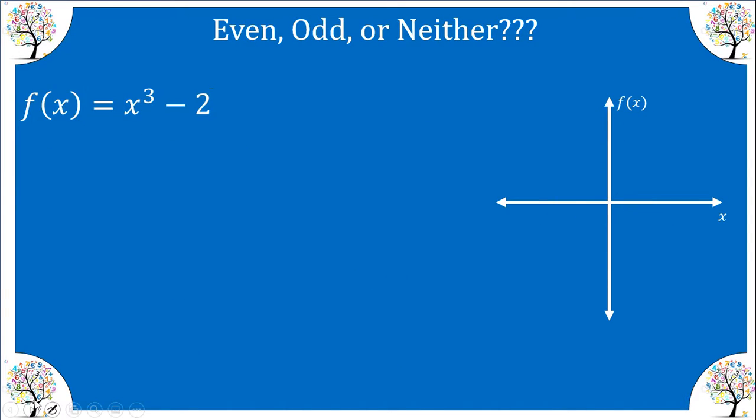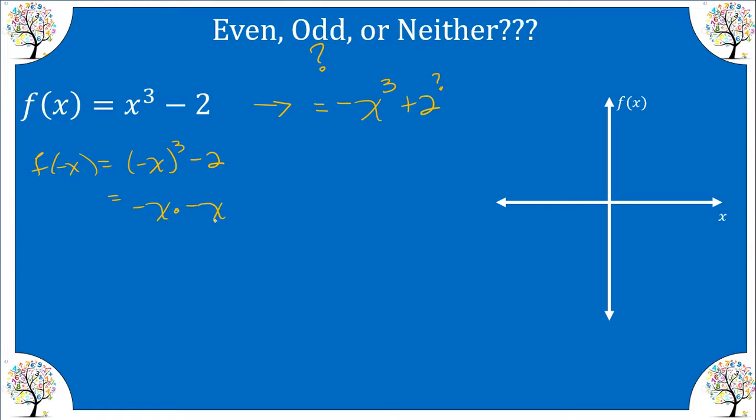They are symmetrical. Okay, here we have a cubic. Let's see if this is odd. What we're looking for is the negation. The negation would be negative x to the third plus 2. That's what we want to be odd. So let's see. Are we going to get this outcome? We're going to plug in negative x. We're going to expand. A negative times a negative times a negative is negative, minus 2. So we got the negation of the cubic term, but not our constant. So this is neither.